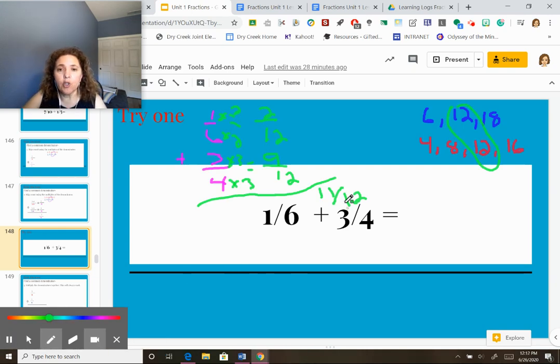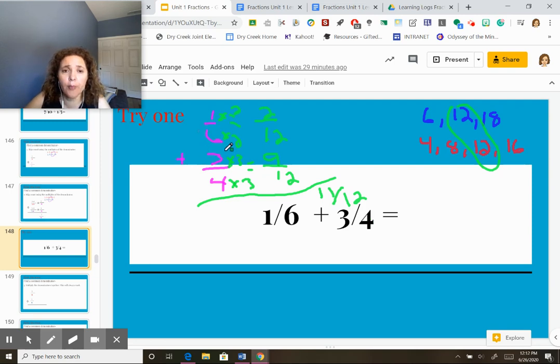Okay, if you got 11/12, you'd be correct. So what I did is I took my numerator 6 and I did the multiples of 6: 6, 12, 18, and then I stopped. And then I did my multiples of 4. Usually all you have to do is 3 or 4 of them, and you should find a least common multiple by doing that. And then I did my 4s: 4, 8, 12, 16.